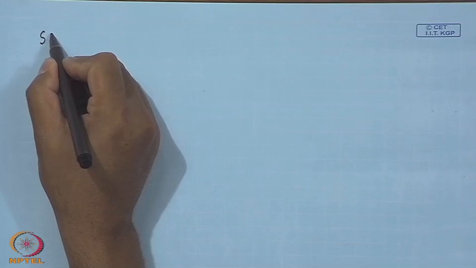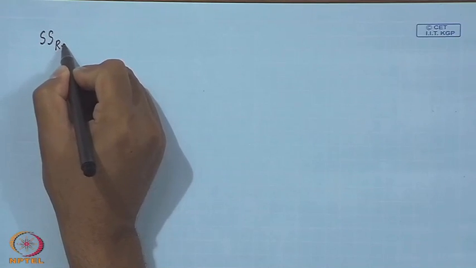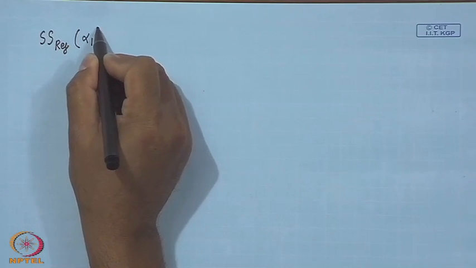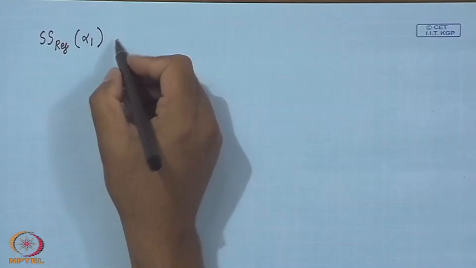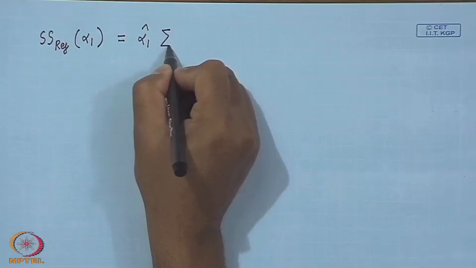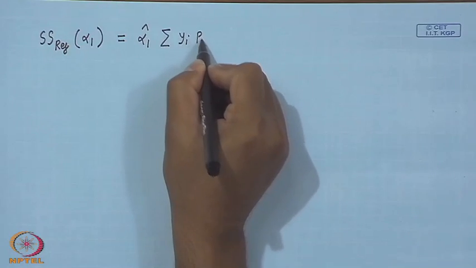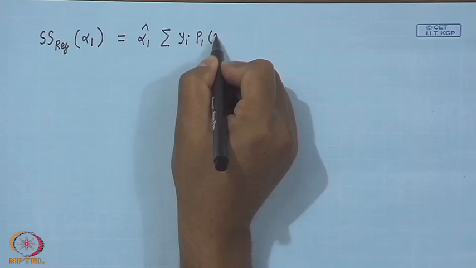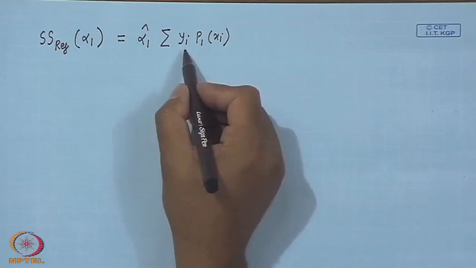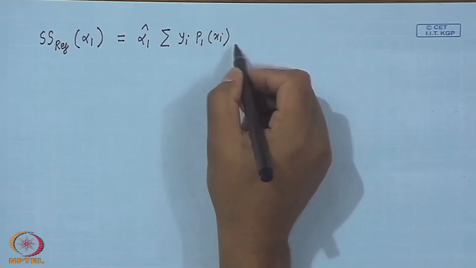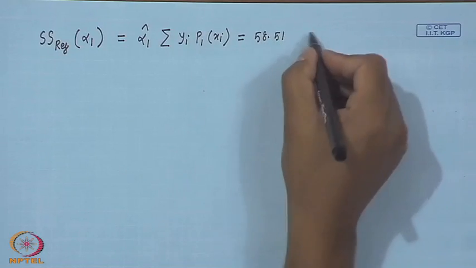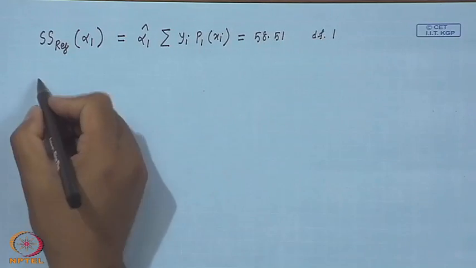For that I need SS regression due to alpha 1. That one is nothing but alpha 1 hat summation y i p 1 x i. You know alpha 1 hat, you know the y i's, you know p 1 x i. So, you can check that this one is 58.51 with the degree of freedom of course 1.